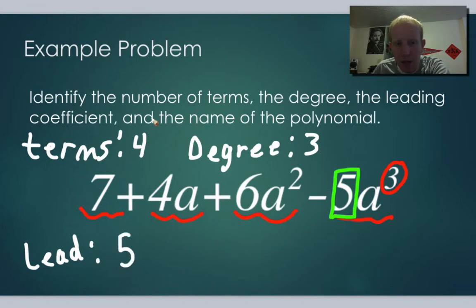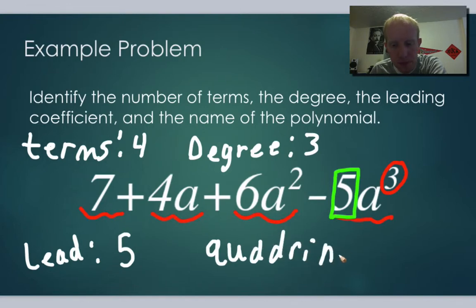And then last of all, let's name the polynomial. Again, we're going to focus on the number of terms. We got 4 terms in this case. If we go back to our table, we'd see that's the quad prefix. So this is a quadrinomial. Okay. And there we go. So we have identified all the different parts of this polynomial.